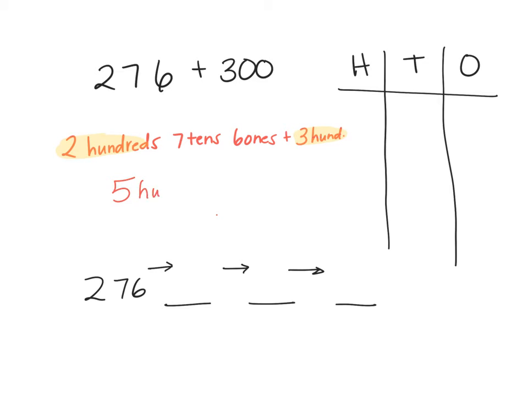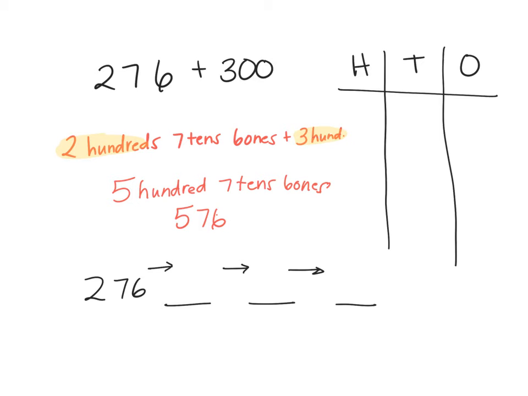It's 500. And then I didn't change anything in my tens place, so 7 tens. And I didn't change anything in my ones place, so 6 ones. So if I was looking at this with unit form, it would be 576 as my final answer. So we could show it using unit form.